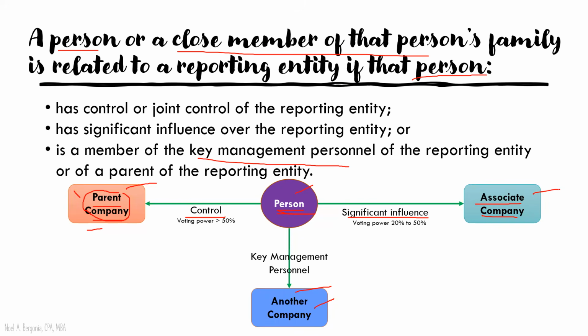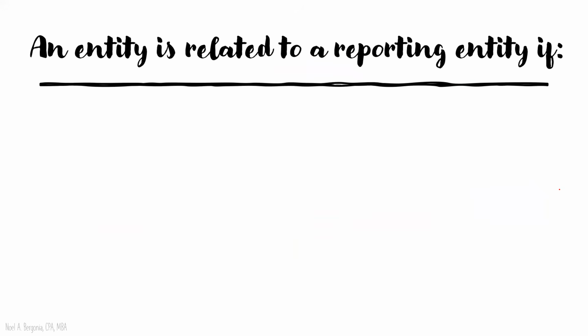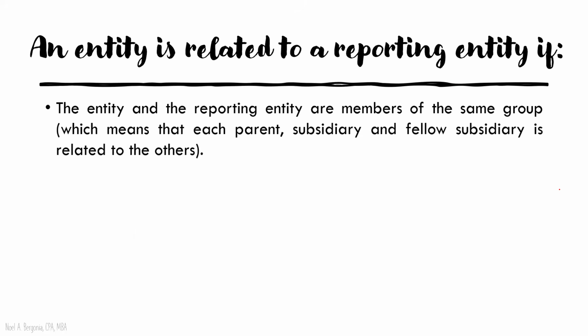Okay. Since we're done with the person part, the next part of the definition of becoming a related party is an entity. When can we say that an entity is a related party to the reporting entity? First, the criteria we can check is that the entity and the reporting entity are members of the same group, which means that each of them is a parent, subsidiary, or fellow subsidiary related to each other. So they are members of the same group.